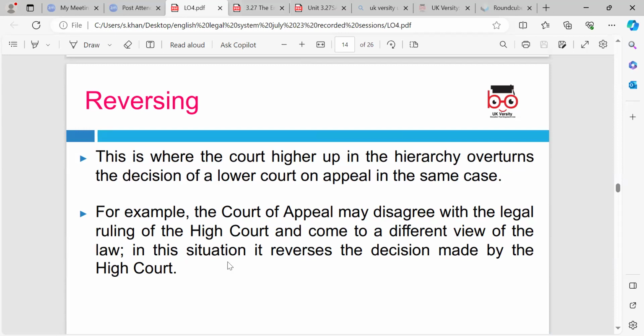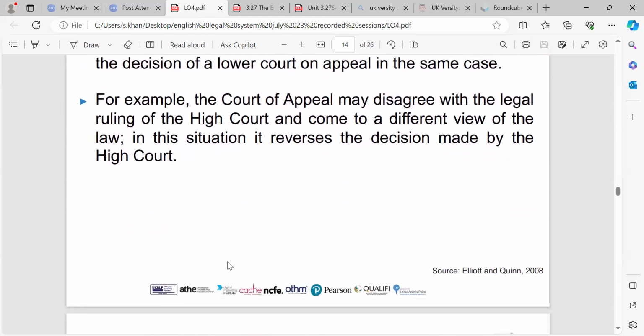And we looked at the Court of Appeal. In this case, an example would be that it may disagree with the legal ruling of the High Court and come to a different view of the law, and in this situation reverse the decision made by the High Court.